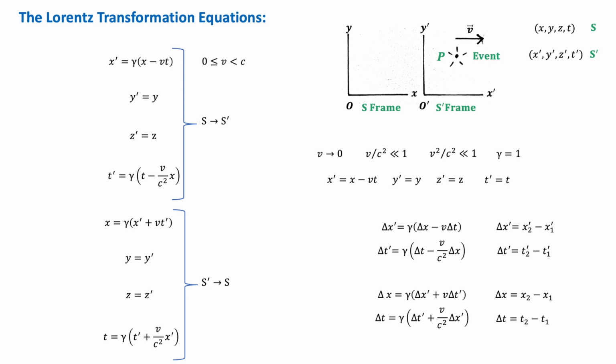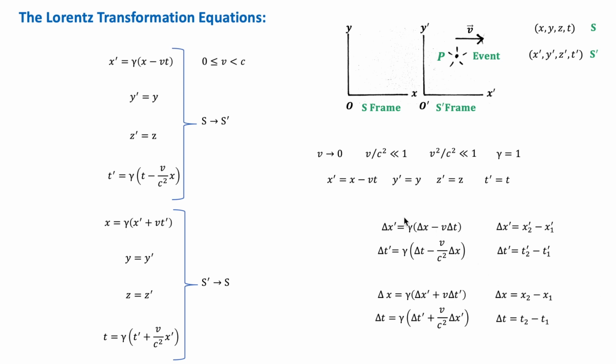So in many cases, we want to know the difference in coordinates between two events or the time interval between two events measured by S and S dash. So the Lorentz transformation equations written to describe pairs of events is given by these equations.